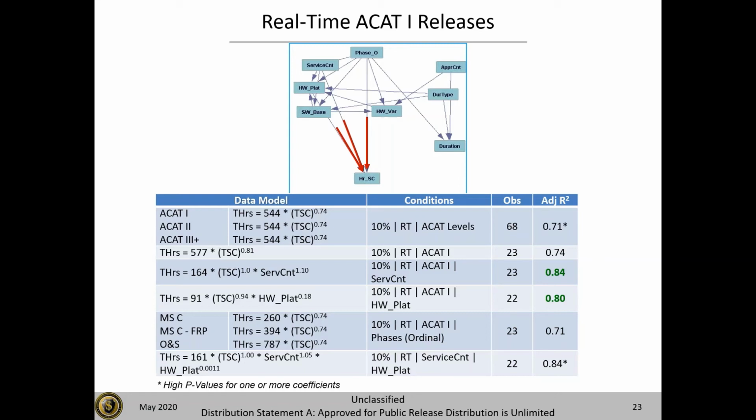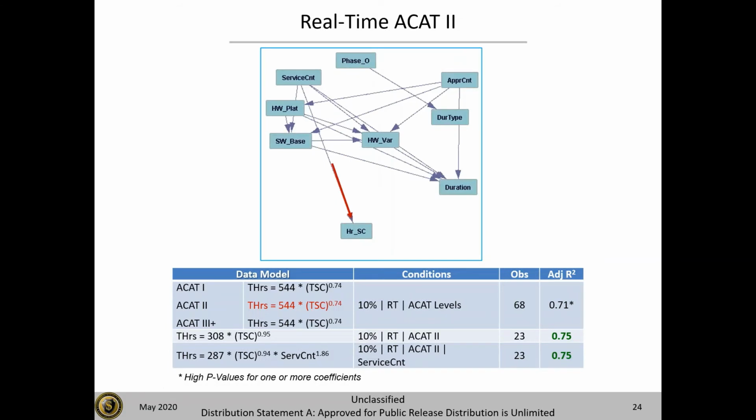One of the interesting things is on the last row here, when we included both service count and hardware platforms, we didn't get any improvement in the R-squared. So even though they're both causal factors, using both of them didn't improve the equations. And when we used both of them, we also had high p-values. So the service count is the equation that we would use from this set of analysis for real-time ACAT-1 programs.